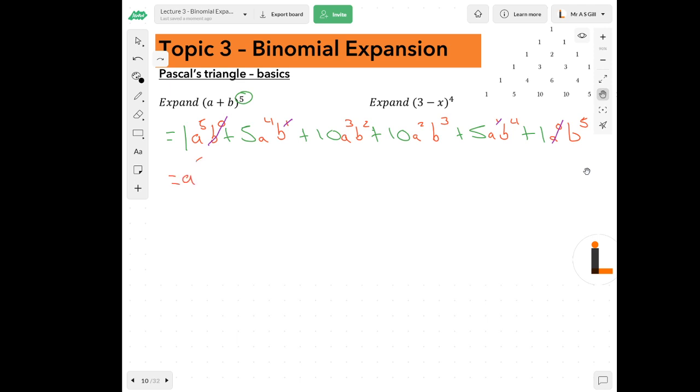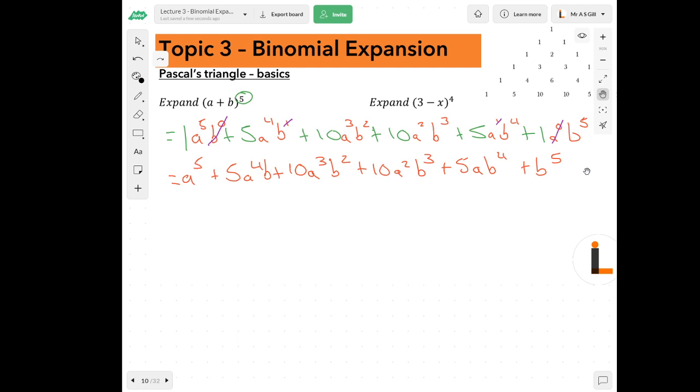We should get a to the 5 plus 5a to the 4 b, my apologies, plus 10a cubed b squared plus 10a squared b cubed plus 5ab to the 4, and lastly plus b to the 5. Okay, so here I've just used two algebraic terms, a and b, and done it like that.